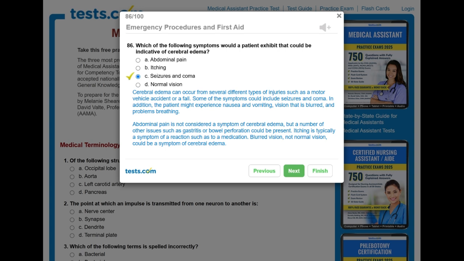Abdominal pain is not considered a symptom of cerebral edema, but a number of other issues such as gastritis or bowel perforation could be present. Itching is typically a symptom of a reaction, such as to a medication. Blurred vision, not normal vision, could be a symptom of cerebral edema.